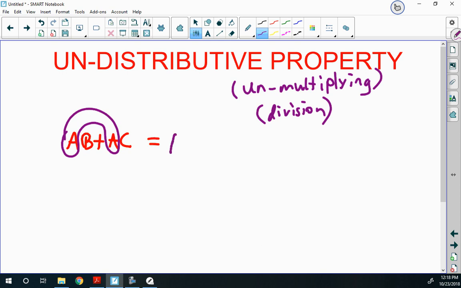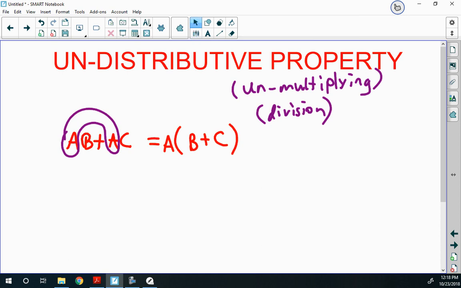So anyway, we're going to reach in there. We're going to pull out an A out of that. And this is going to be A times the group of B plus C. It's the exact same thing as the distributive property. It's just we're looking at it with a whole new perspective. Do you see what I'm saying here? You picking up what I'm putting down?